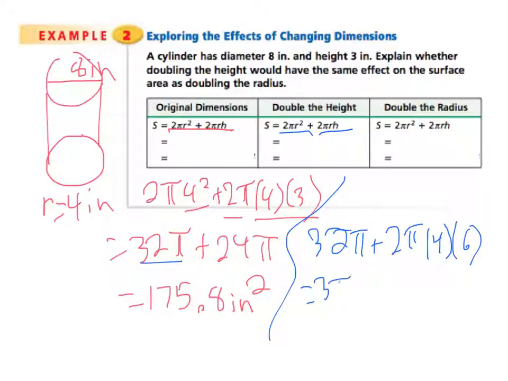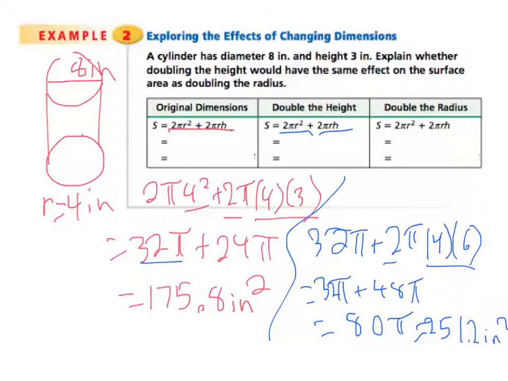So that's going to get us 32 pi plus 6 times 4 is 24. 24 times 2 is 48 pi. That's going to get us 80 pi, which is about 251.2 inches squared. And what do we notice about that? It seems like it's not really doubled, but it seems like it's almost doubled.